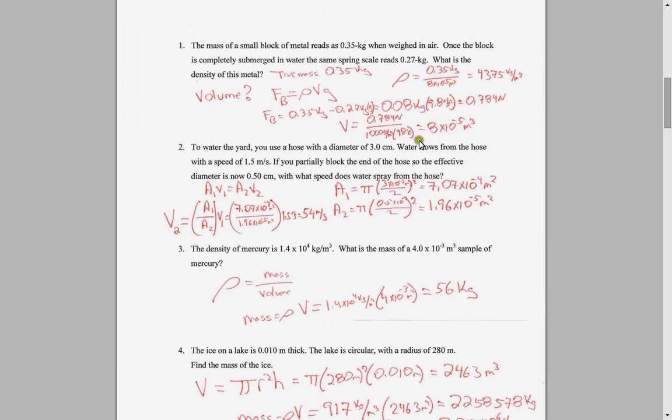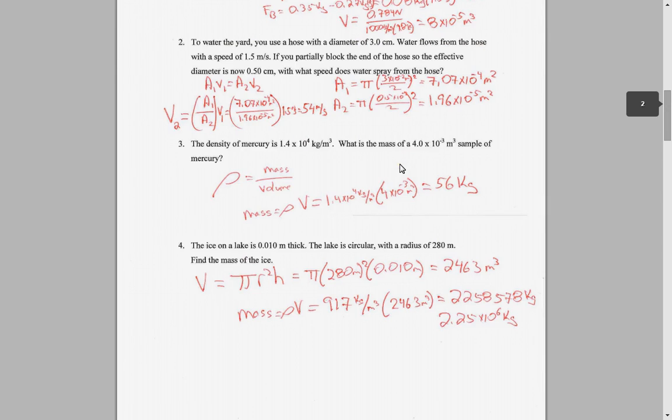All right, now we have the pieces to put together. The density of the object is the mass of the object divided by the volume of the object. So the mass of this small block of metal is 0.35 kilograms when weighed in air. That's the true mass, divided by the volume that we figured out, and we get 4,375 kilograms per cubic meter as the density of this block of metal.